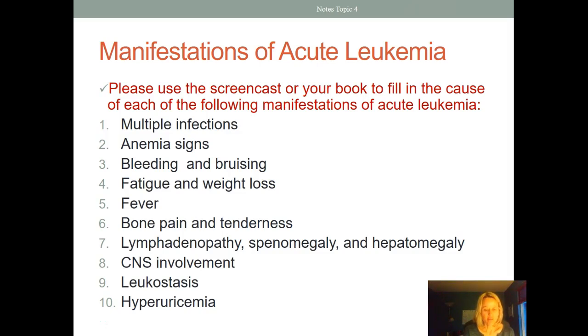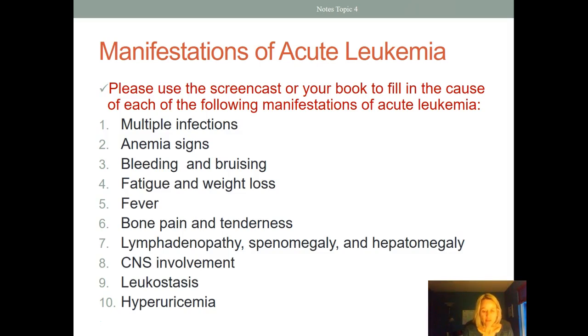Anemia signs are going to be due to depression of red blood cell production. Bleeding and bruising is going to be due to reduced production of platelets. Okay, remember the bone marrow crowding is going to lead to not only decreased normal white blood cells, but also decreased red blood cells and decreased platelets.